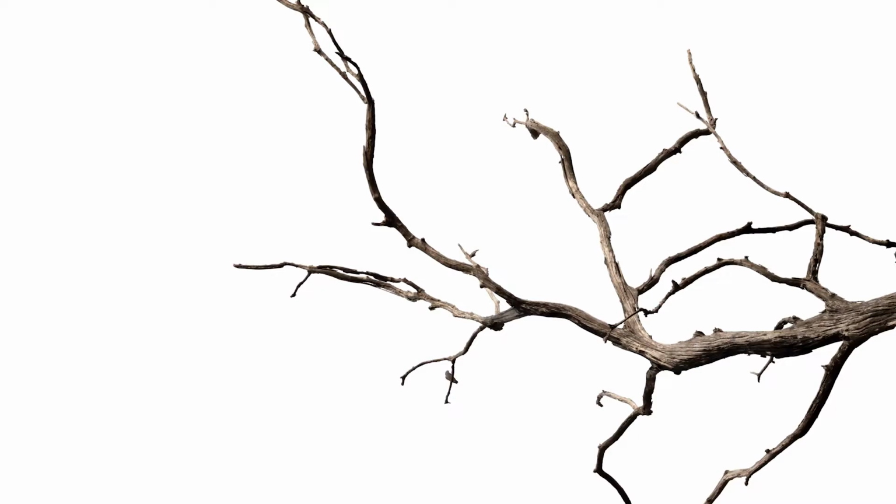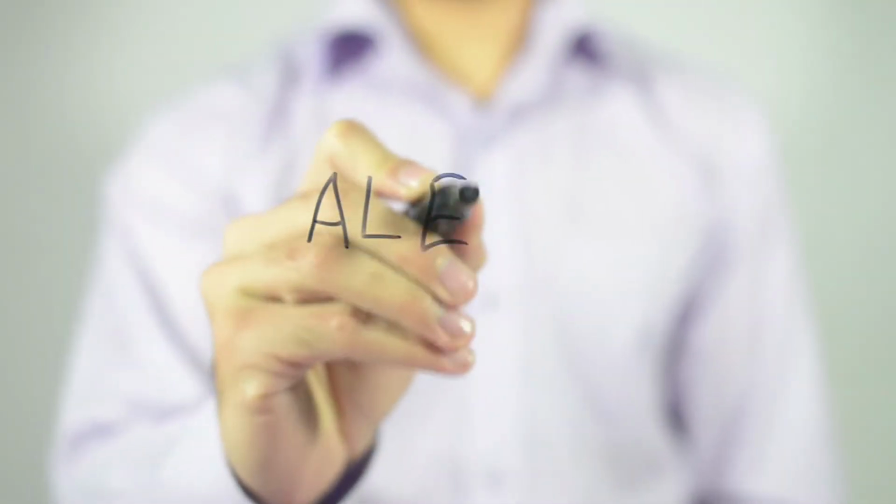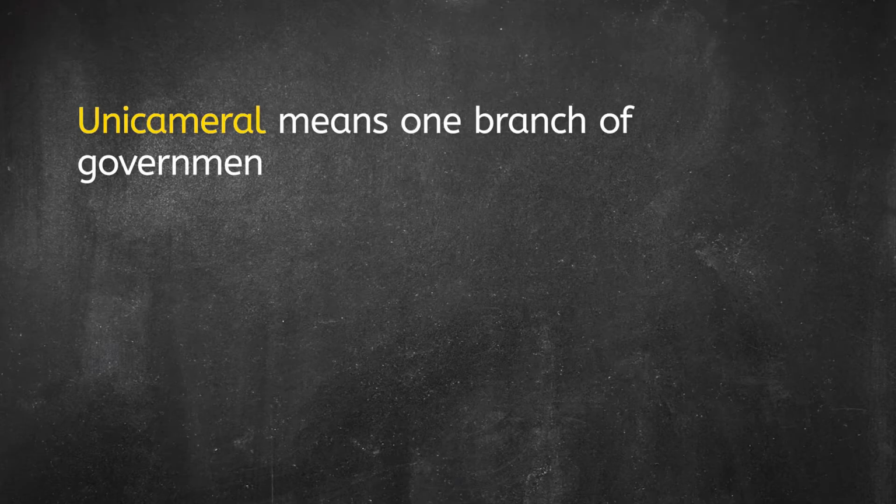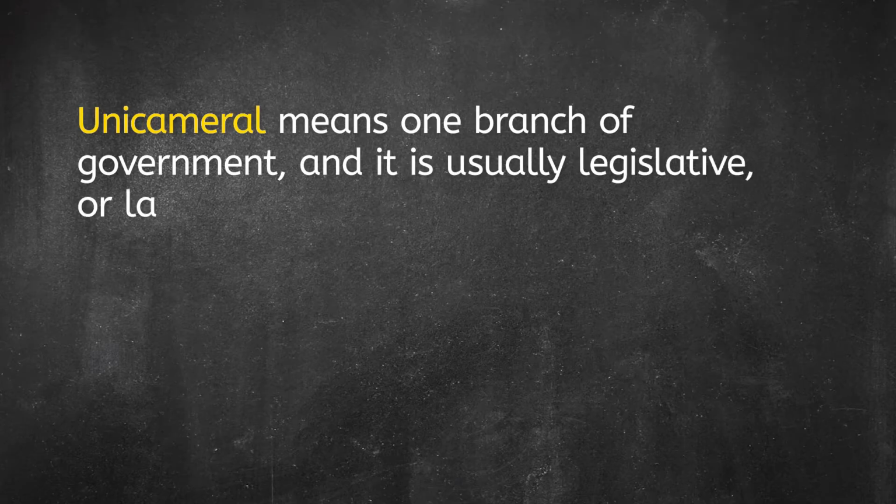The structure that the Articles of Confederation created consisted of one branch, known as a unicameral form, and this branch was legislative or law-creating in nature. Alert! Sound the alarm! Unicameral means one branch of government, and it is usually legislative or law-creating in nature.